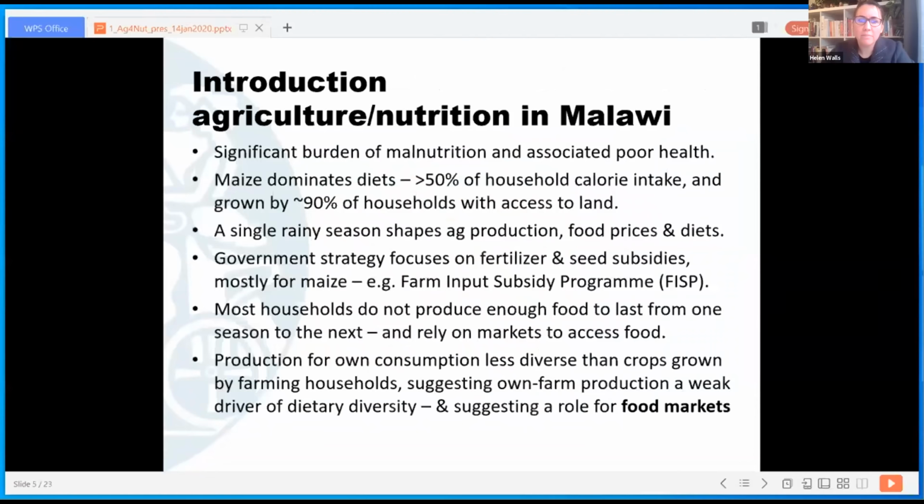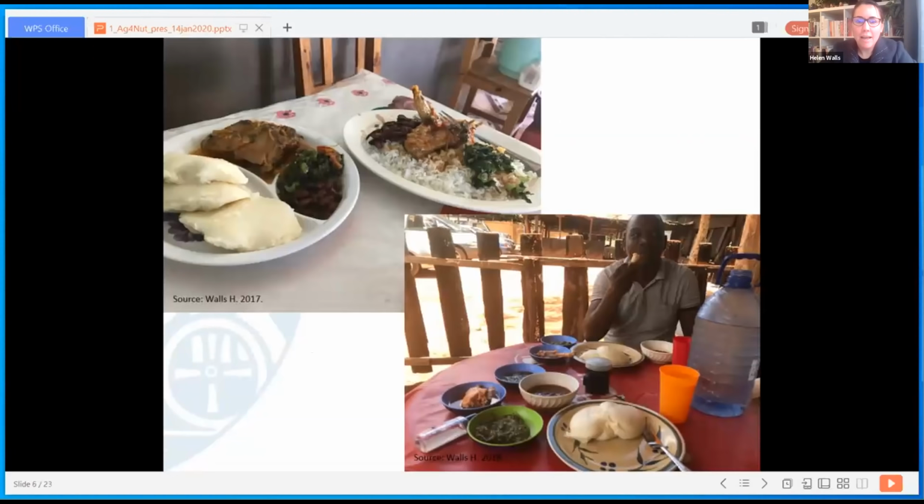So to turn specifically to the situation in Malawi, Malawi has a very significant burden of malnutrition and poor health associated with this. For example, over a third of children aged under 5 years are stunted or chronically malnourished. And in Malawi, diets are very much dominated by maize, which is often consumed as nsima, which I've got pictured here alongside some rice in the background. So maize makes up more than 50% of household calorie intake and is grown by about 90% of households with access to land. And here I've got a picture of nsima being cooked in a village in which we did our field work.